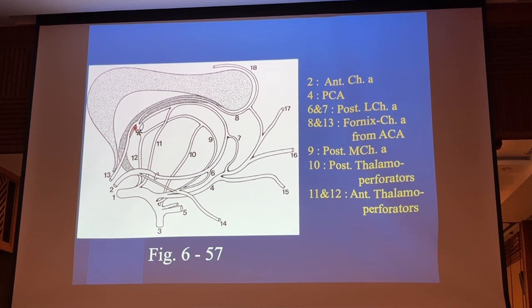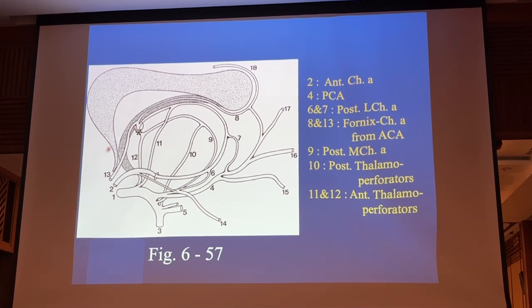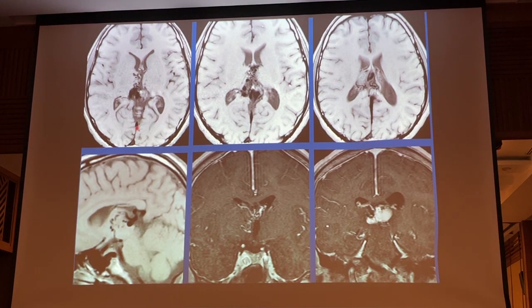13 is not seen very often, but this is the fornix choroidal artery of the A1 segment, which is also giving the same branch as the posterior pericallosal artery, giving off a similar artery going along the fornix. Okay? So this is summarizing the last case.